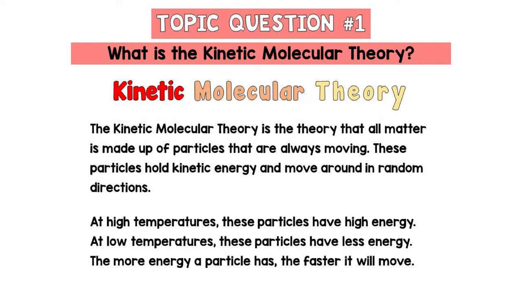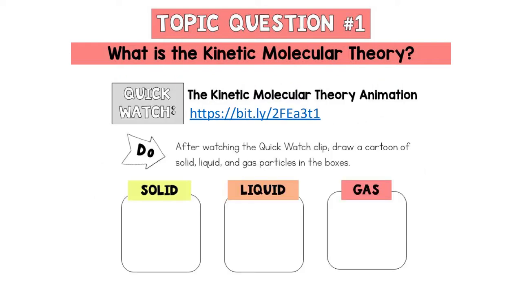The kinetic molecular theory is the theory that all matter is made up of particles that are always moving. These particles hold kinetic energy and move around in random directions. At higher temperatures, these particles have a lot of energy, so they move fast. At lower temperatures, these particles have less energy, so they move less fast. The more energy a particle has, the faster it will move.